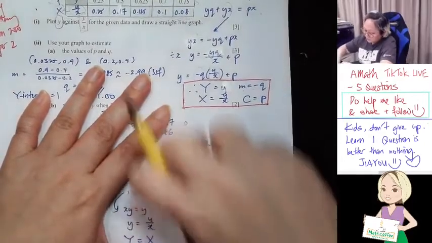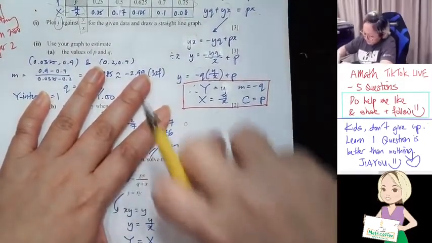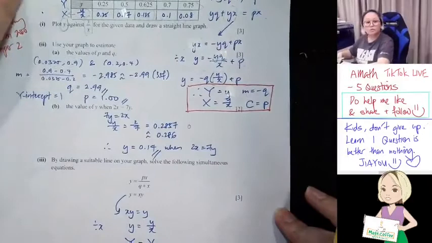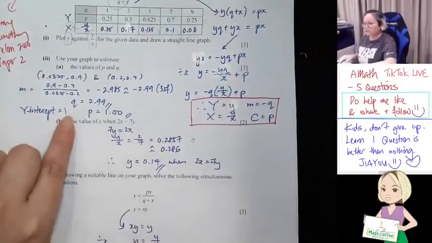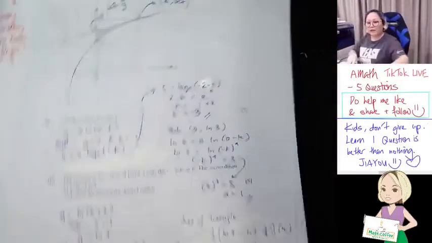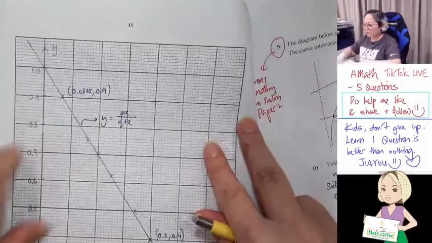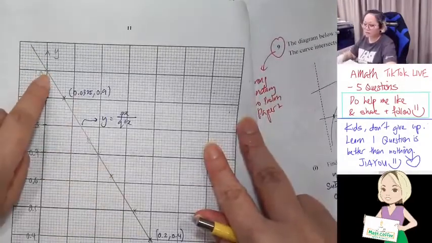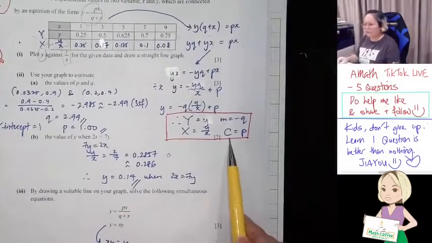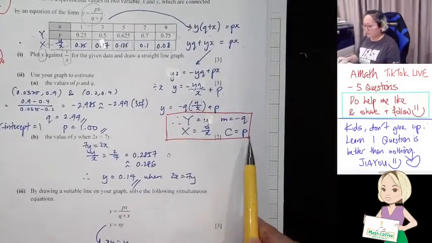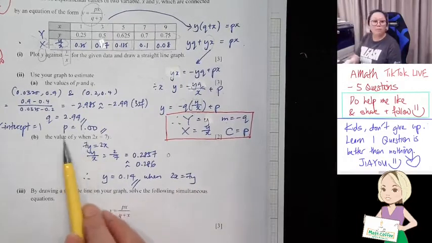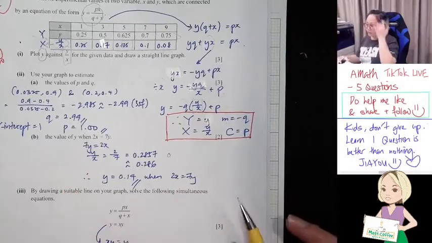Okay, let's continue our linear graph. Just now we found our gradient already, right? And then when we draw this, cut. So my big y-intercept is 1, right? So back to here, we know that our big y-intercept is P. So that means P is just 1.00. I'll put 3SF.